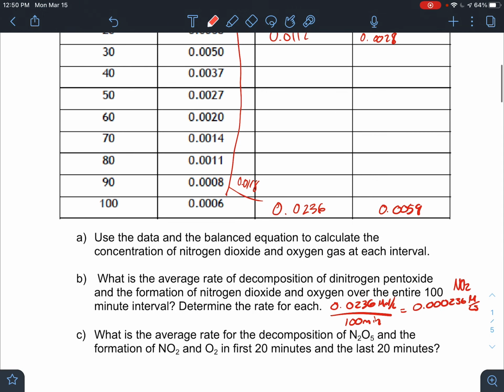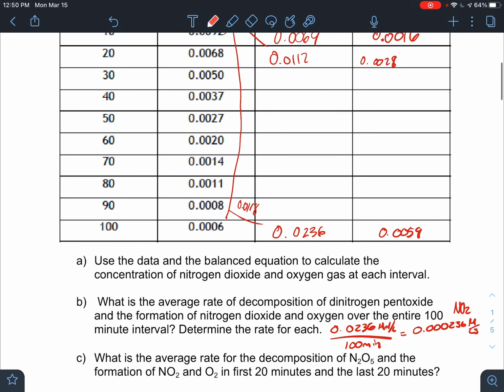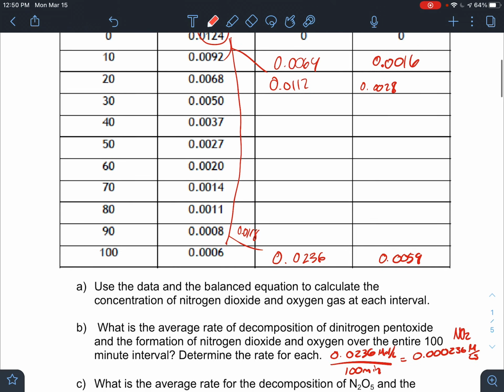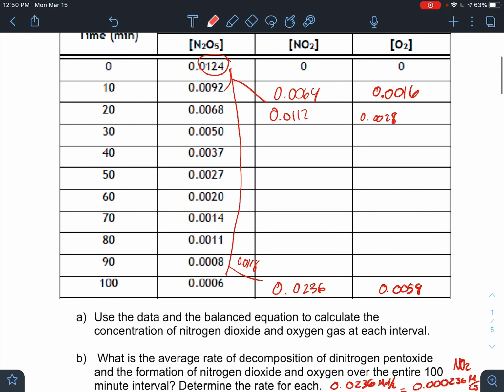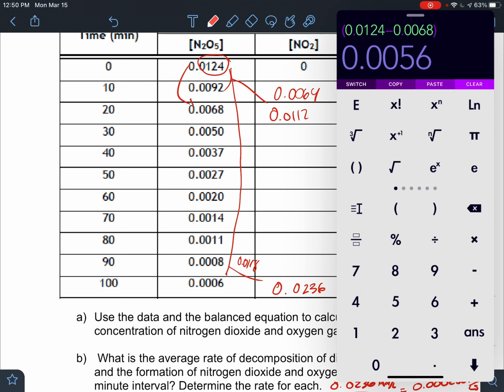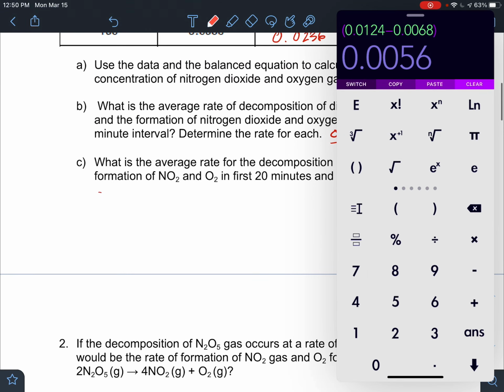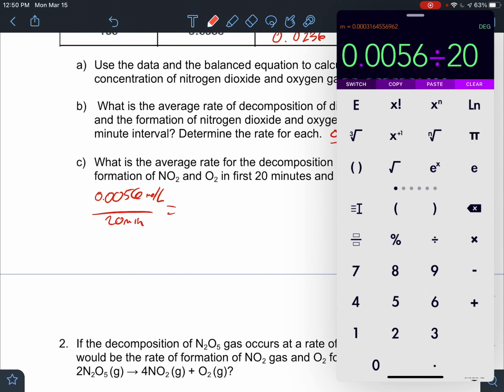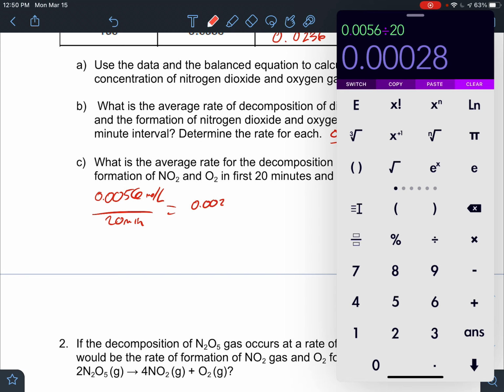So what's the formation in the first 20 minutes? Decomposition and formation. So you could also figure it out in that way. You could also figure it out from taking the change here. So the change, which I almost have written out. So this change is a change of 0.0056. So 0.0056 moles per liter divided by 20 minutes. Divided by 20 minutes. 0.00028. And this is my N2O5.